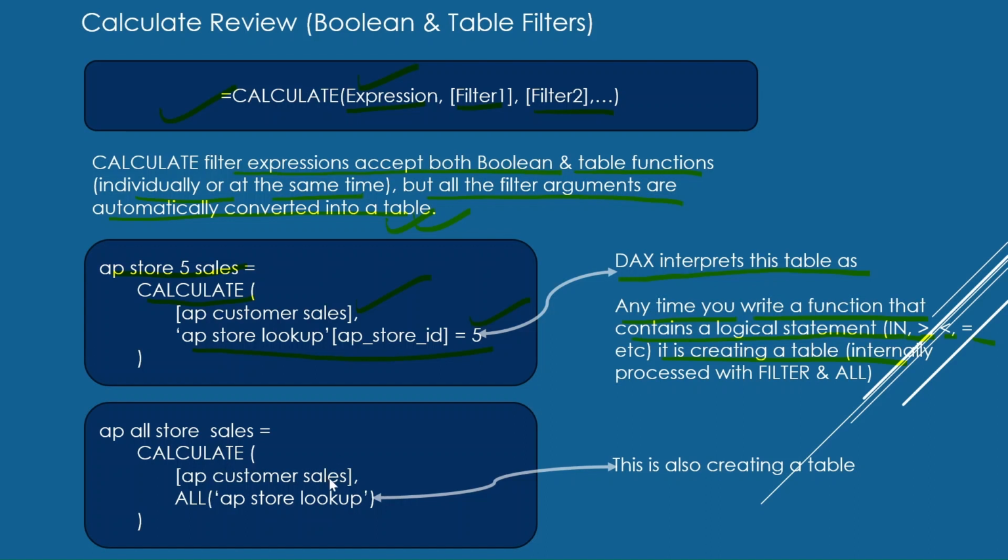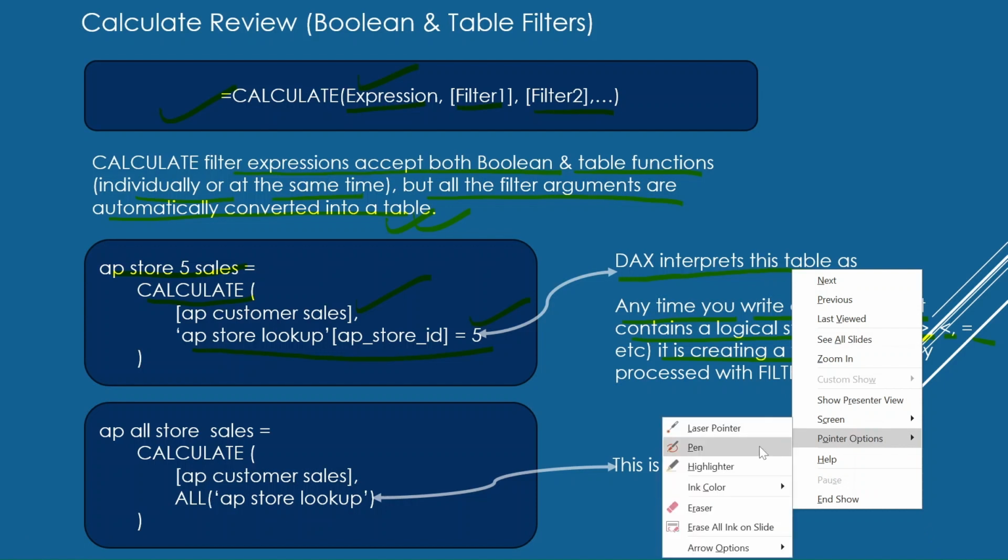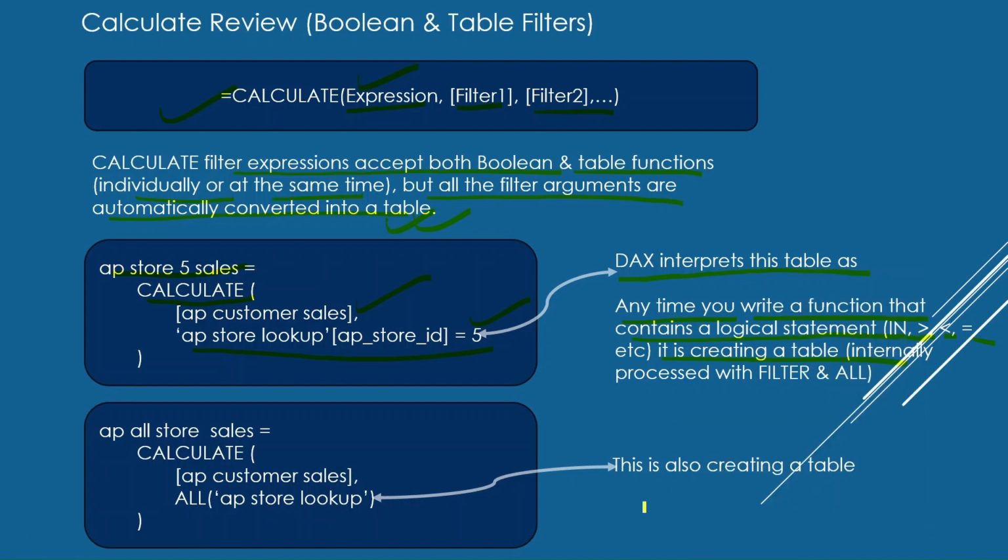Here also we can see we have created one filter function with the help of a modifier. So internally, how it will evaluate: first the CALCULATE function will create a table and then apply a filter function on that particular table.